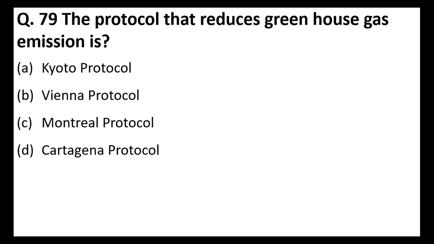The protocol that reduces greenhouse gas emission is Kyoto Protocol, Vienna Protocol, Montreal, or Cartagena Protocol. The right answer is option A, Kyoto Protocol. It is related to greenhouse gases. Kyoto Protocol.